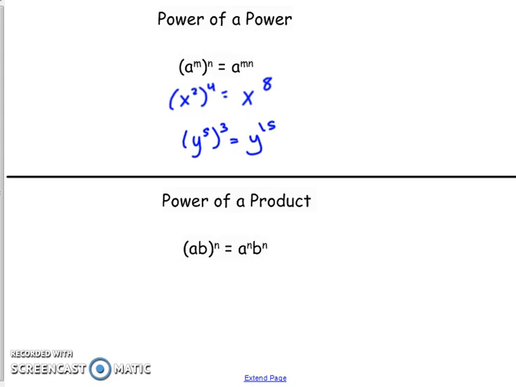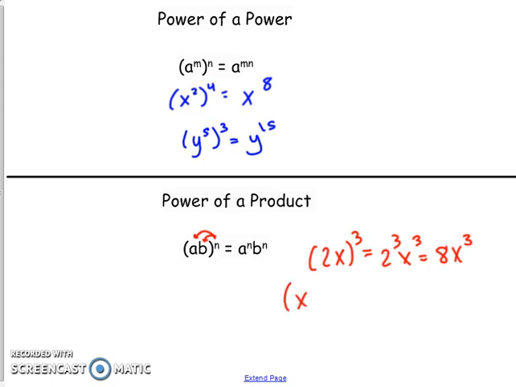Power of a product. So if I have two different bases, they're getting multiplied together, but it's all being raised to an exponent, that exponent is going to go to both of those terms. So we're going to distribute that exponent to the a and the b. So if I had something like 2x to the 3rd, this is sort of similar to when we did Pascal's triangle. So that's really going to be 2 to the 3rd and x to the 3rd. So that's going to give me an 8x to the 3rd.